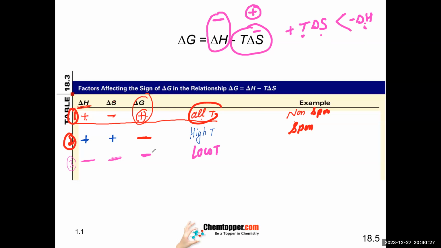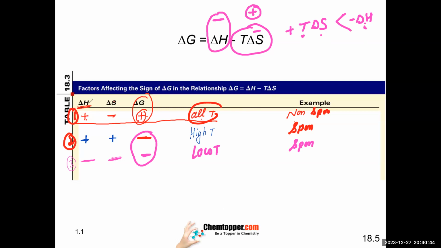You're getting it, Sammy? Why do we want delta G to be negative? Because only then it will be spontaneous. Otherwise, the process will not happen. So we are looking at the temperature. What temperature can make my process spontaneous?